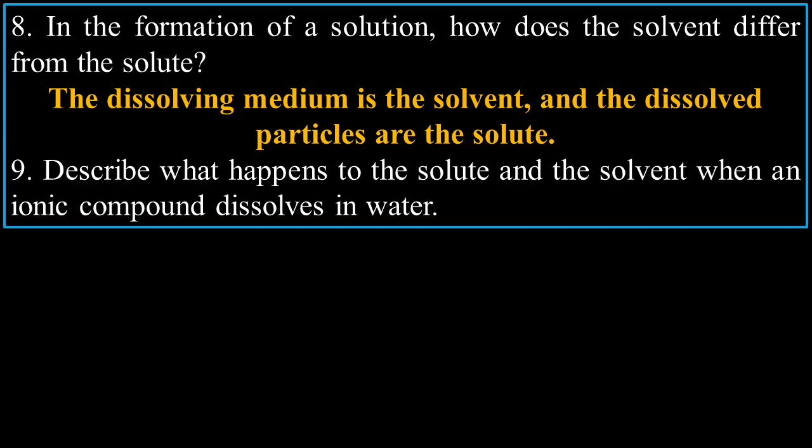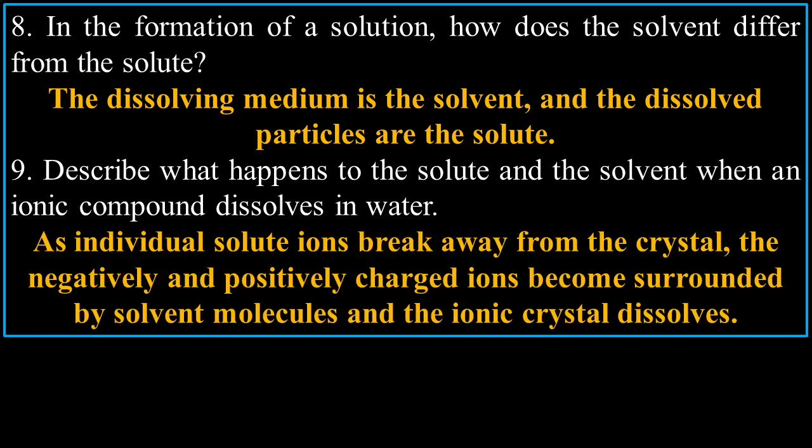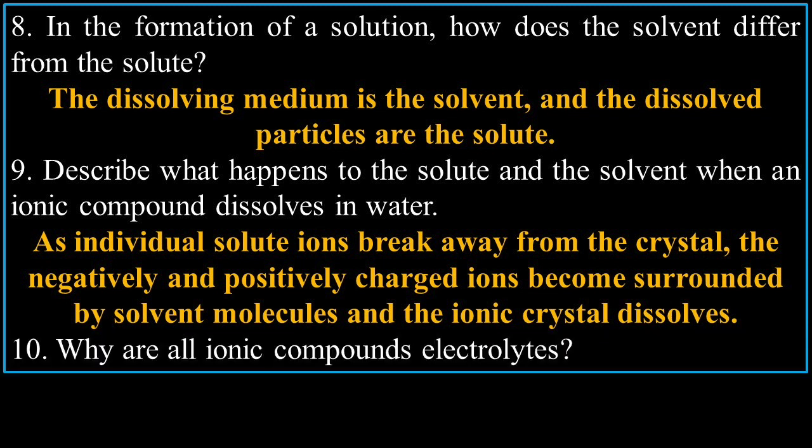Describe what happens to the solute and the solvent when an ionic compound dissolves in water. The solvent will solvate the solute, but just as individual solute ions break away from the crystal, the negatively and positively charged ions become surrounded by the solvent molecules, and the ionic crystal dissolves. That's solvation. Just remember that not all ionic compounds will dissolve.